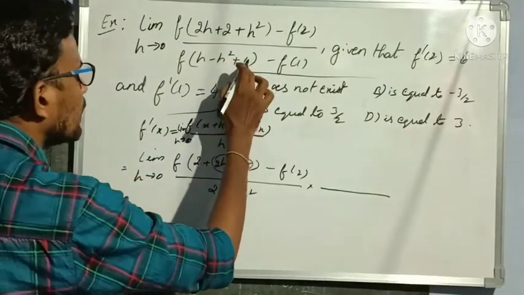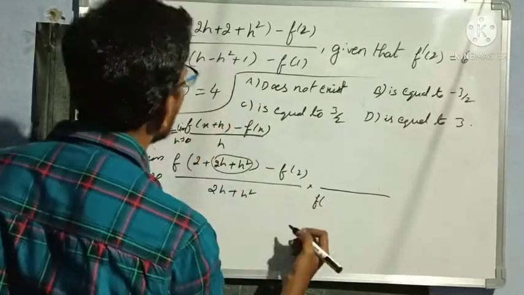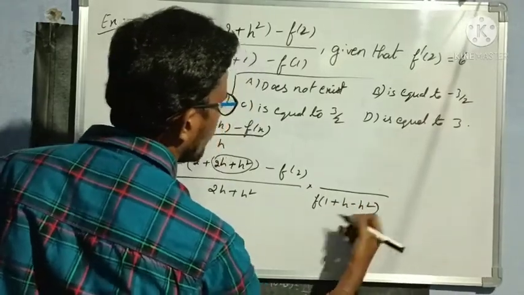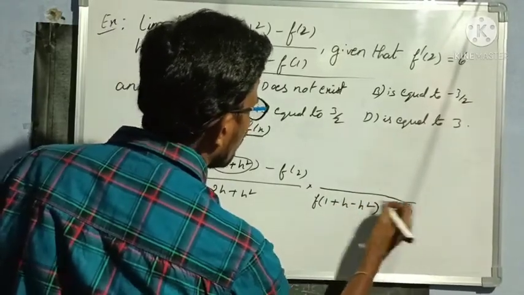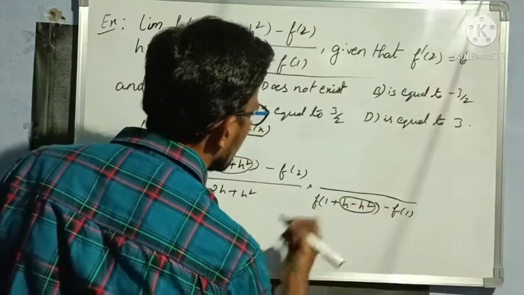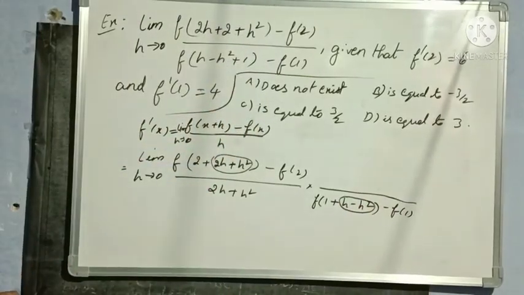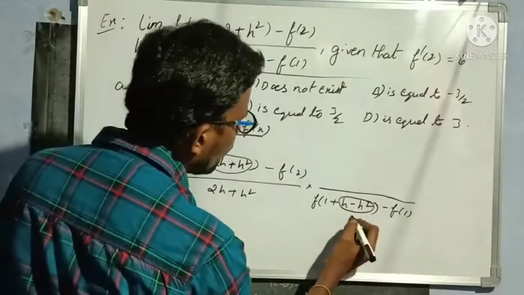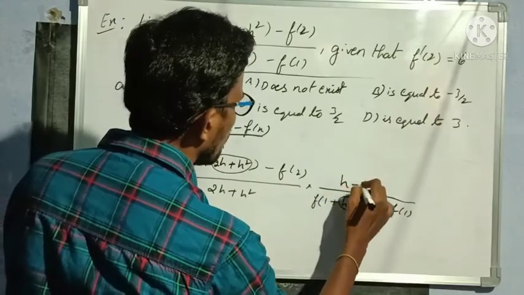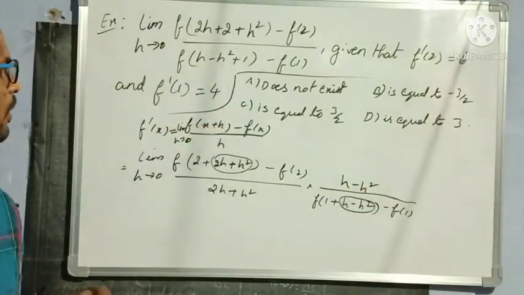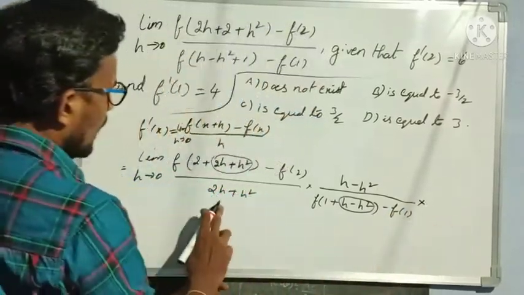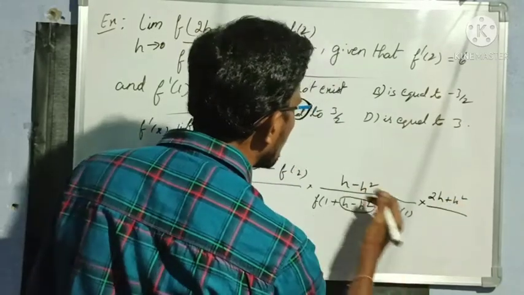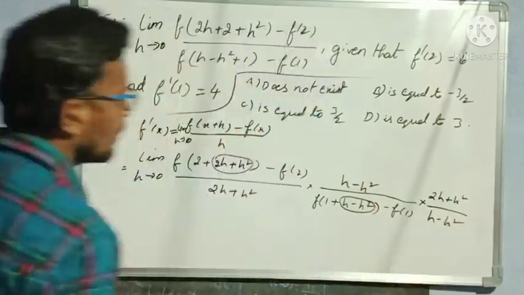Again, in the denominator, what is given is h minus h square plus 1. If I reverse this, then I can write f of 1 plus h minus h square minus f of 1. So this is also completely x, if not h. Am I correct? So f of 1 plus h minus f of 1, and in the place of h, what is there here? h minus h square. Into, so here I am divided, so here I should multiply. So 2h plus h square by, here I should divide h minus h square.